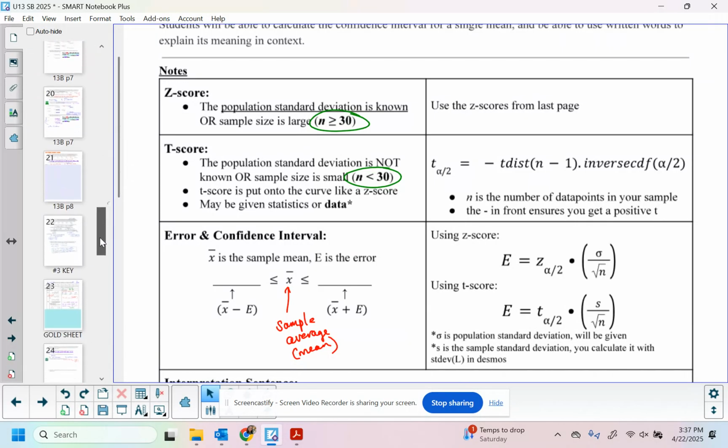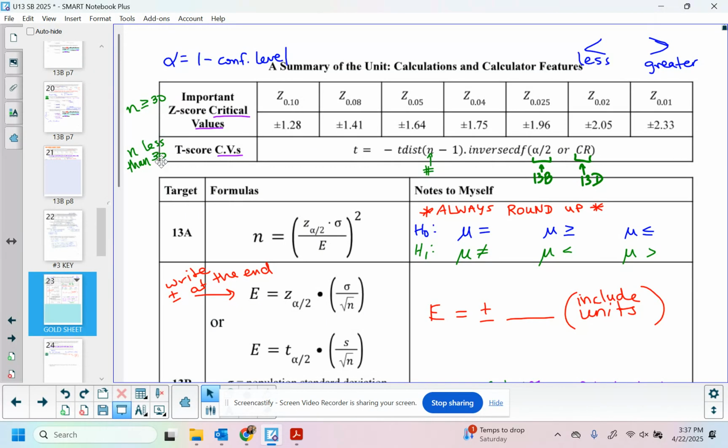So looking at the formula sheet, if your n is less than 30, to find your t of alpha over 2, you're going to have to use this t-dist formula. If n is 30 or more, if your sample size is 30 or more, then you can go with the old z of alpha over 2 and use this error formula.